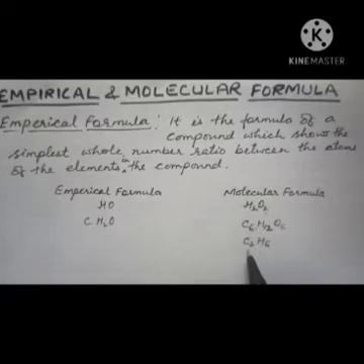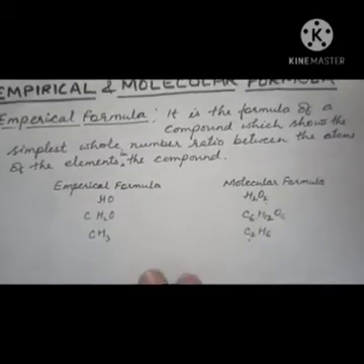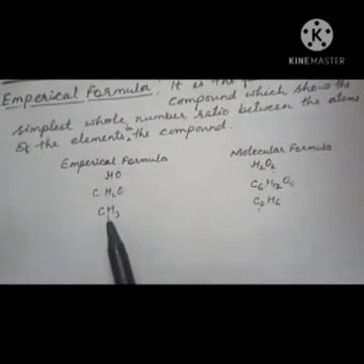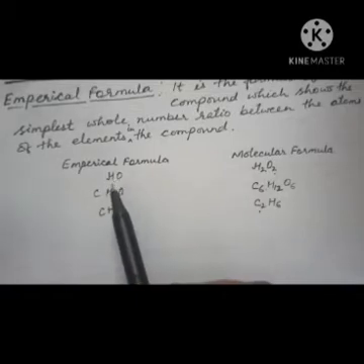In the same way, this is your ethane. Ethane's molecular formula is C2H6. What is the common factor between this 2 and 6? That is your 2. 2 ones are 2 and 2 threes are 6. So the simplest formula of ethane is CH3. Right? So what is empirical formula? It is the simplest formula of a compound which shows the simplest whole number ratio between the atoms of the elements in the compound.